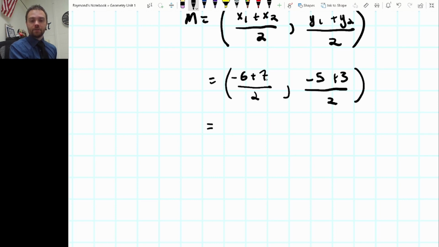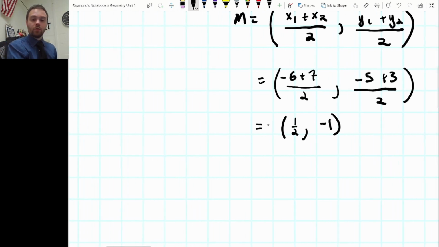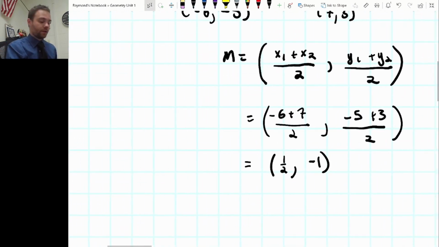So negative 6 plus 7 is 1 over 2, which is a half. So 1/2 is the x-coordinate of the midpoint. And then negative 5 plus 3 is negative 2, and negative 2 divided by positive 2 is negative 1. Okay? So I'm going to show you how accurate this is. We've got the midpoint is 1/2, negative 1. I used that formula.